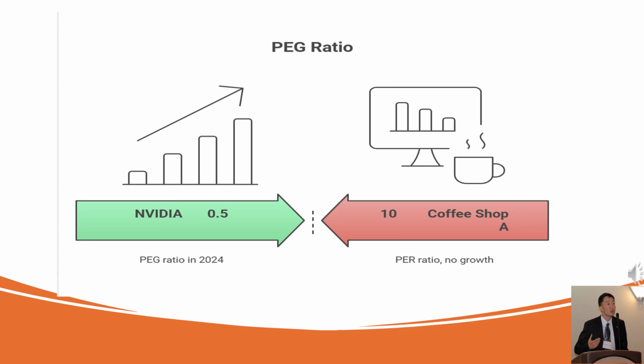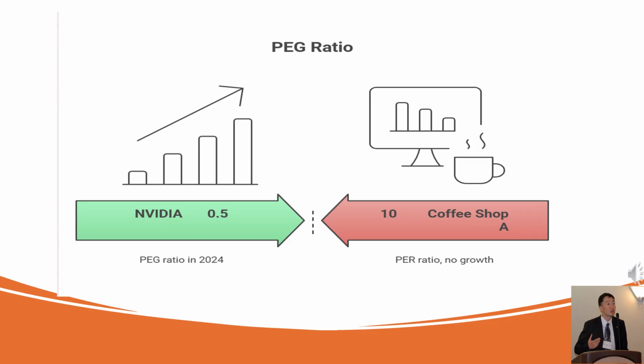But PER has one big weakness. It doesn't reflect future growth. Let's compare two coffee shops, both with a PER of 10. Coffee shop A is located inside a residential neighborhood. Coffee shop B is located on empty land, but next year Tesla is building a gigafactory right next door.